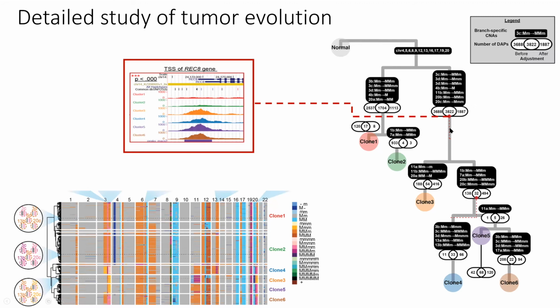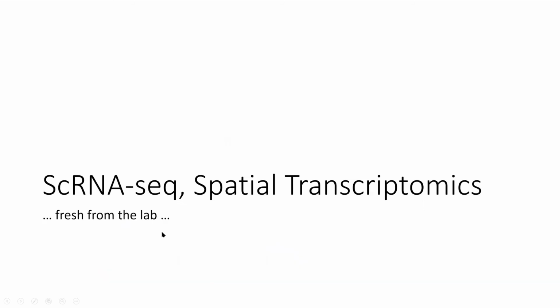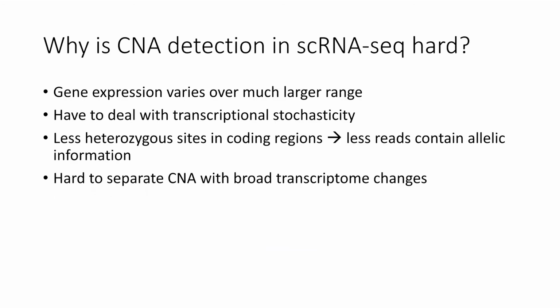Okay, so we're right now applying this to many data sets in the Human Tumor Atlas Network, and I just want to summarize that this allows you to do this analysis in low-coverage ATAC-seq data, and that allows you to dissect the contributions of these two factors in intratumor heterogeneity. So next, I'm going to go very quickly through our single-cell RNA-seq analysis.